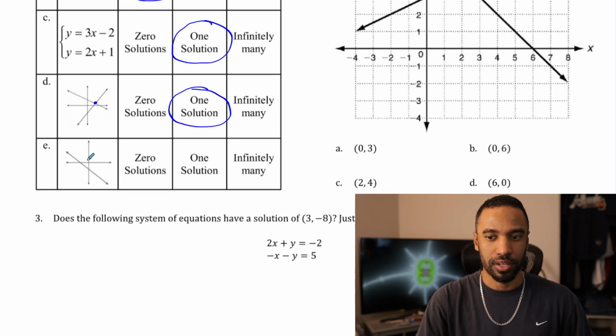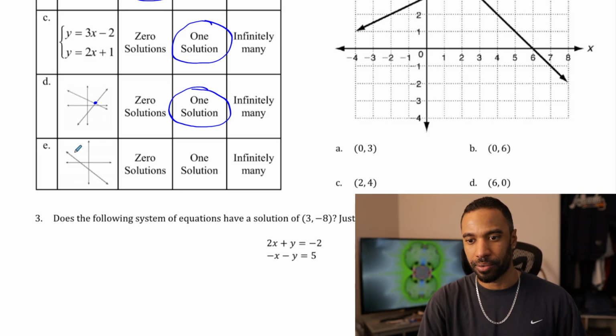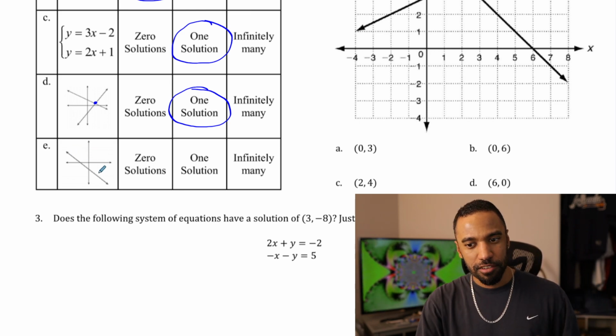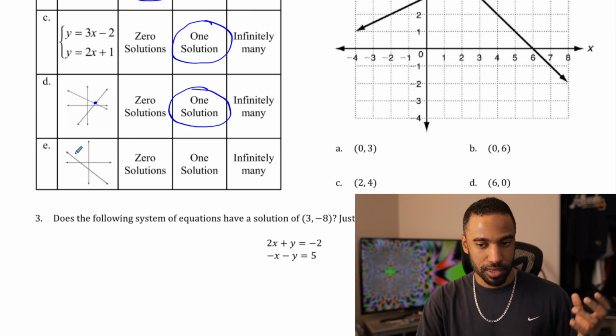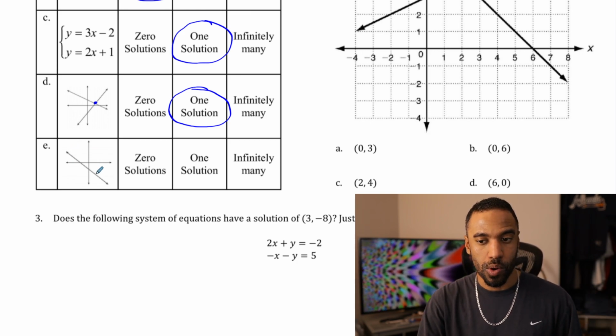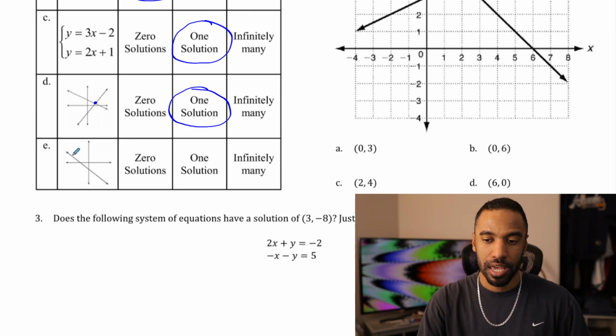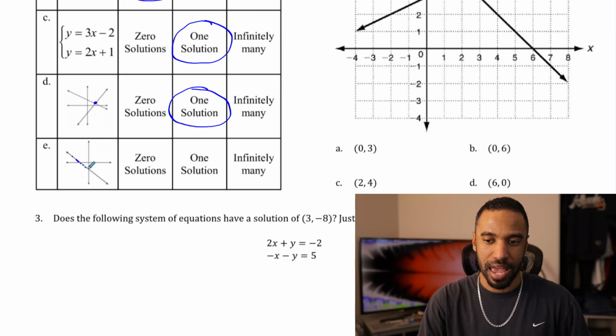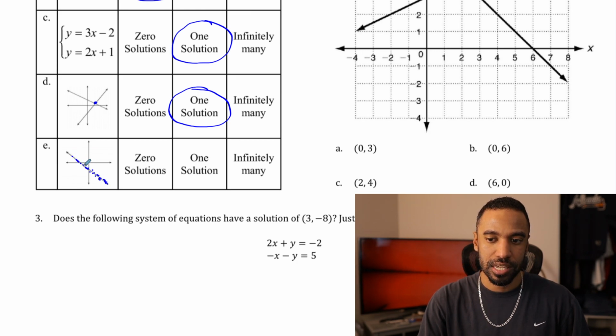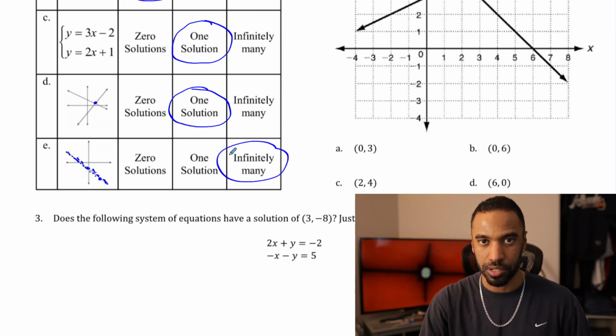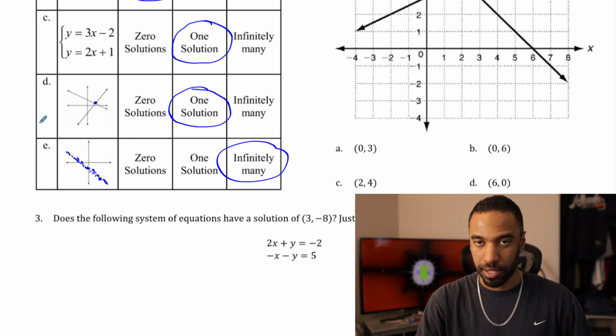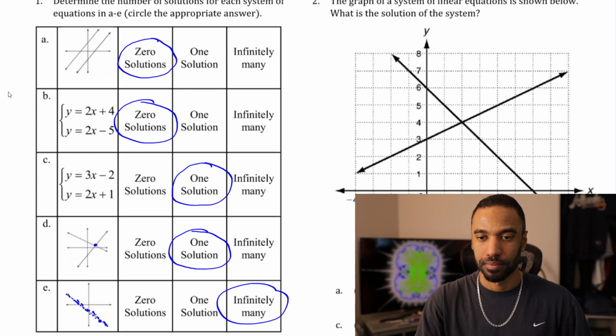And lastly, part E, you probably can't tell. It only looks like one line, but even as I'm looking at it right now, this is kind of bolder, like thicker, probably because what you're seeing is one line right on top of the other. And what's happening is they're intersecting everywhere at every point. This is so many solutions that we don't even state what any of them are. We just say there are infinitely many solutions, or an infinite number of solutions. And that would be number 1.